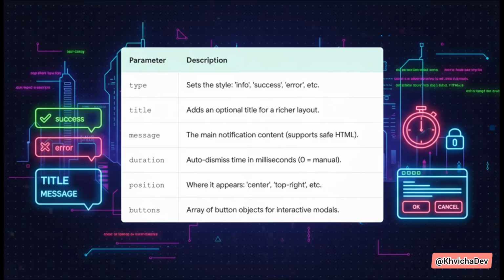And when we talk about those options, you've got a ton of power and flexibility. You can set the type to success for green, error for red. You get the idea. You can add a title to make it stand out more. Obviously, you set the message itself. You can control the duration so it disappears automatically, or you can make it stick around. You can even decide where on the screen it appears. And my favorite part? You can add buttons, turning a simple toast into an interactive pop-up.